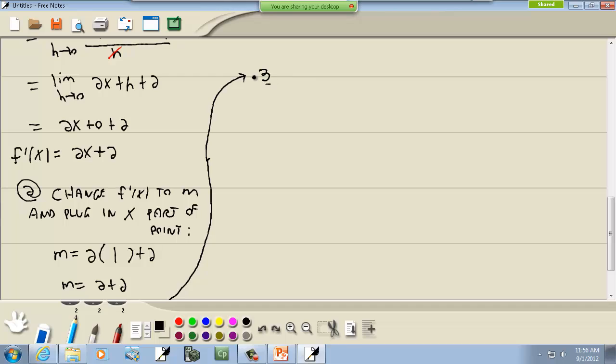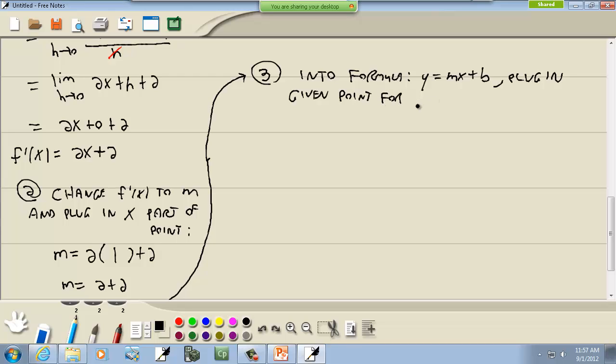Let's continue right here. Okay, step 3. Into the formula y equals mx plus b, plug in the given point for x and y, and m from step 2, and solve for b.